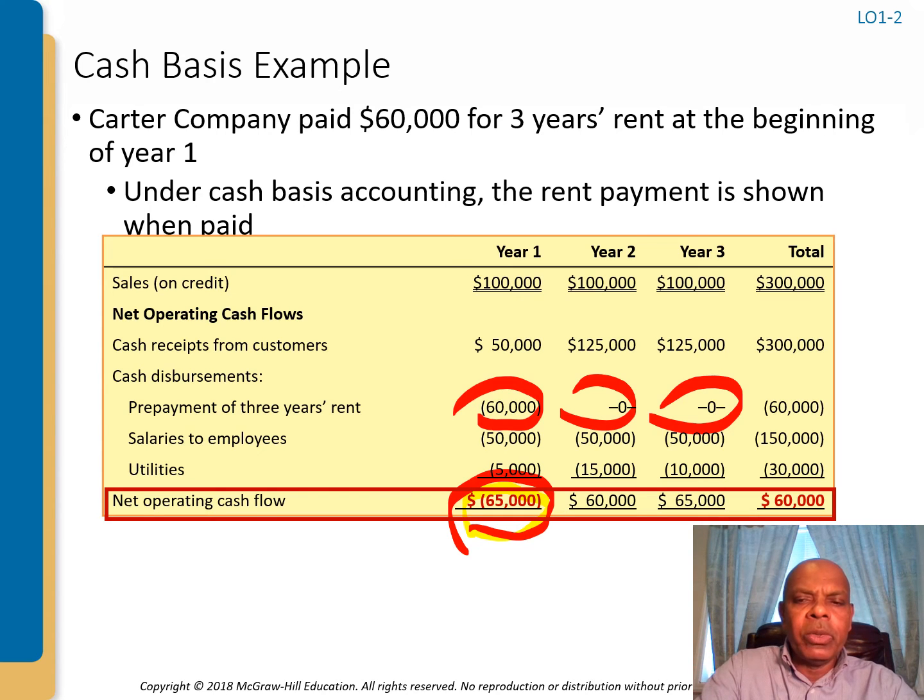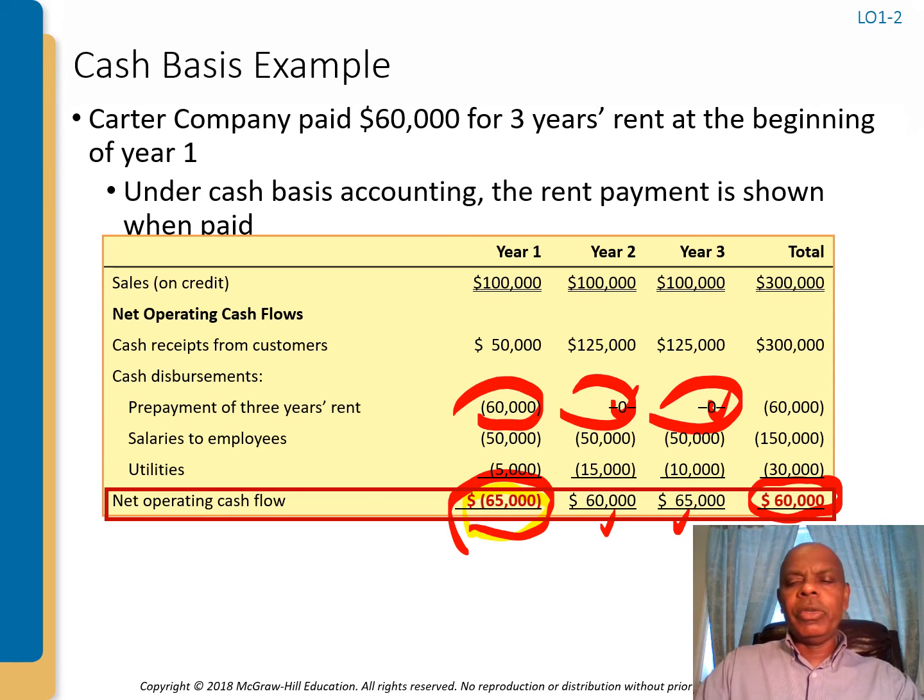Now in year 2 and year 3 there's no rent, 45. When we get into accrual basis, you will see how we should put that rent payment. You have to allocate the rent payment over the 3 years that we get the benefit, correct? So that's what accrual basis means. You can see there's none here, there's none here. Everything else, yes, so you have 60,000 and 65,000 net operating positive numbers. At the end, after 3 years, you have $60,000 of net operating cash flow. It's a positive number.